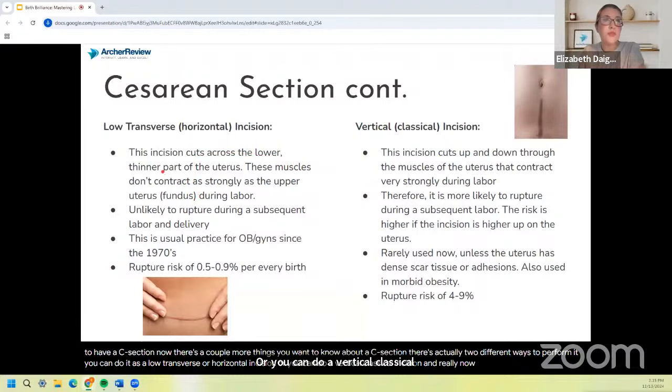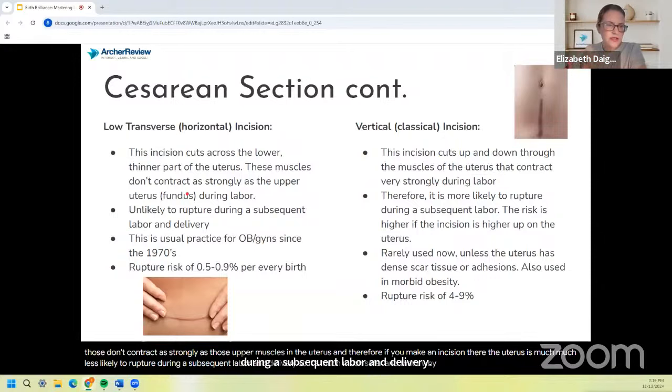And really nowadays, we always use the low transverse incision unless there's a very specific reason, because it's much, much safer. And basically that low horizontal incision is going to make a cut across that lower, thinner part of the uterus. And the reason for that is important. Those muscles in the lower portion of the uterus don't contract as strongly as those upper muscles in the uterus. And therefore, if you make an incision there, the uterus is much, much less likely to rupture during a subsequent labor and delivery. So it's much, much safer.